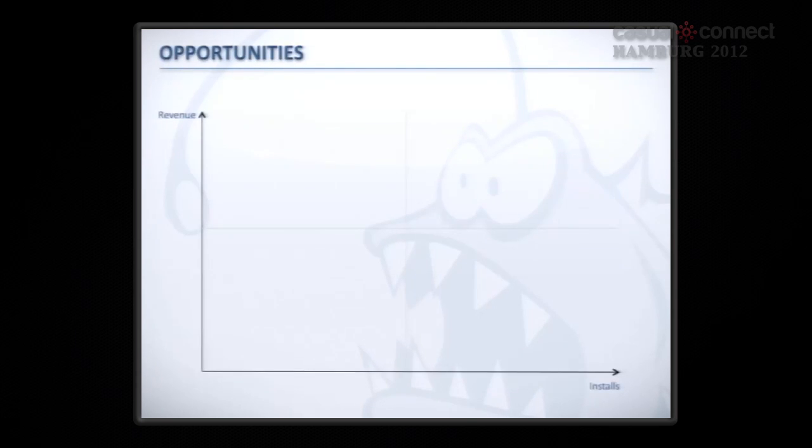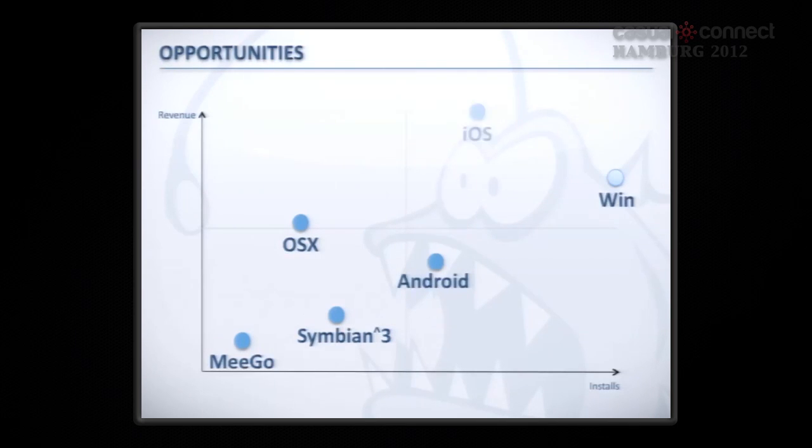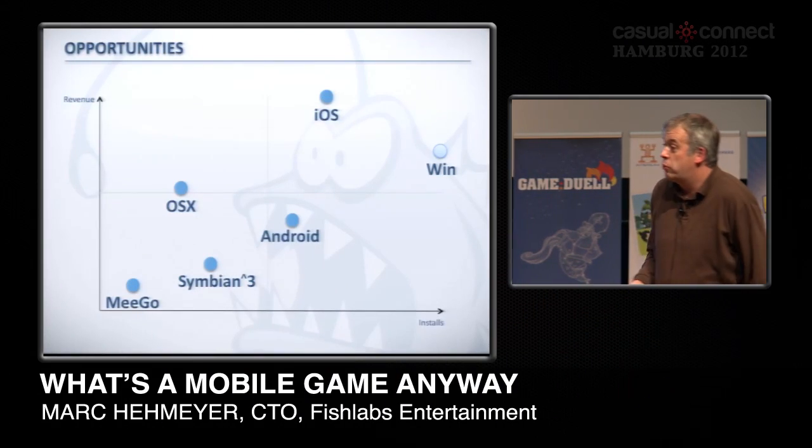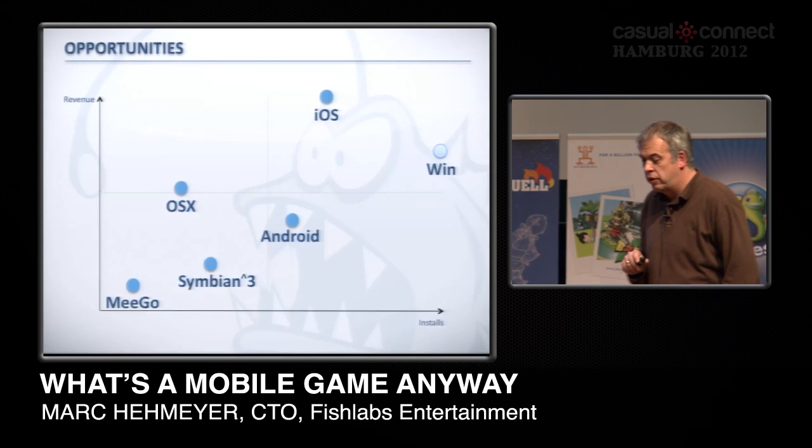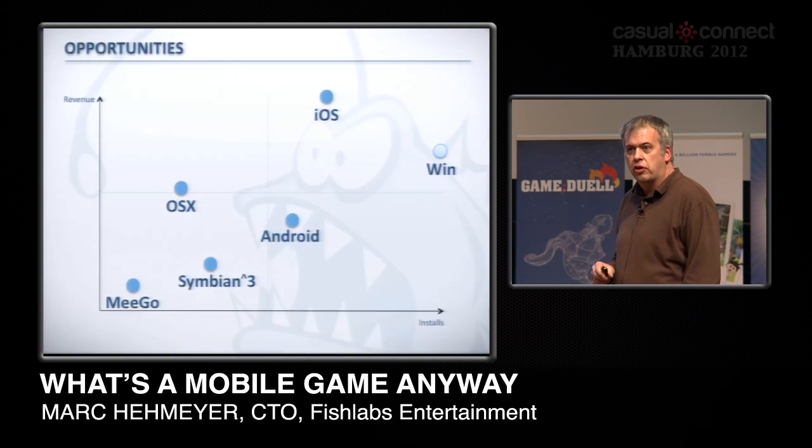So at Fishlabs, I suggest the following opportunities on the different platforms we are currently supporting. On the right are the installs we are currently seeing on the different platforms, and on the upper side it's the revenue. And here you see more or less what we are dealing with. On the lower left, it's MeeGo. MeeGo is, of course, only one device out there. Maybe Nokia comes up with another one, we don't know. But currently, there are not so many devices out there.